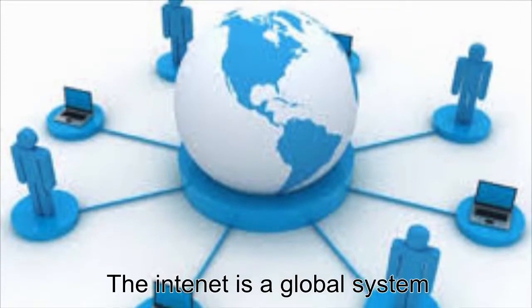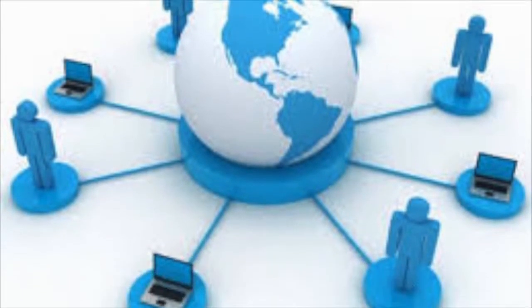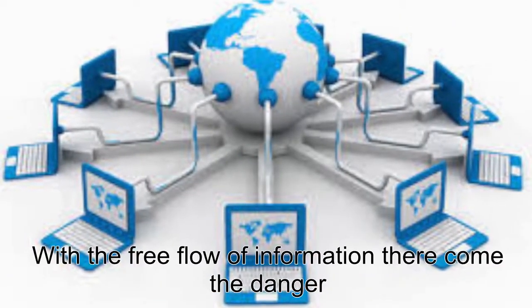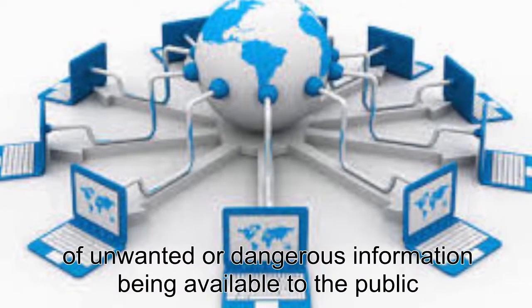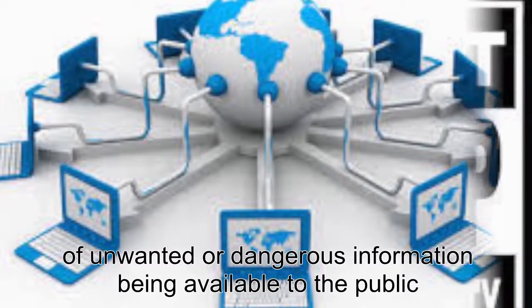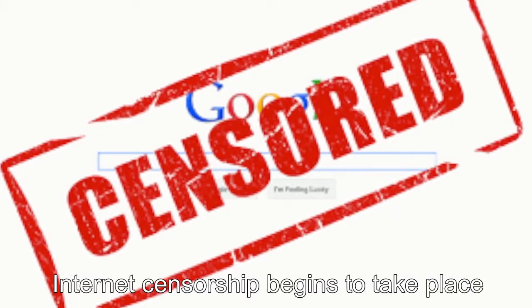The internet is a global system that connects computer networks together and allows for the access and exchange of information through the World Wide Web. With the free flow of information, there comes the danger of unwanted or dangerous information becoming available to the public. In order to protect the citizens and unwanted information from public view, internet censorship begins to take place.